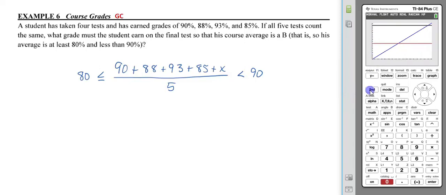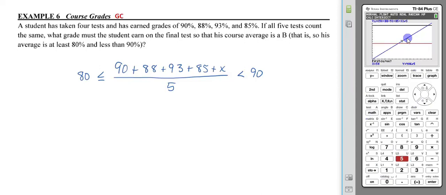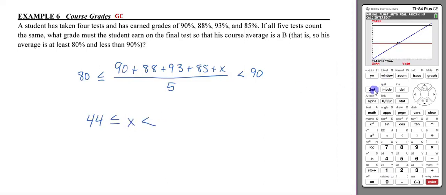So let's go ahead and find the intersection. We're going to calculate the intersection. We want, let's do our lower first, the 80. So we're intersecting the middle part of our inequality with that red graph, the 80, and we get 44. So 44 is less than or equal to x, which is strictly less than.